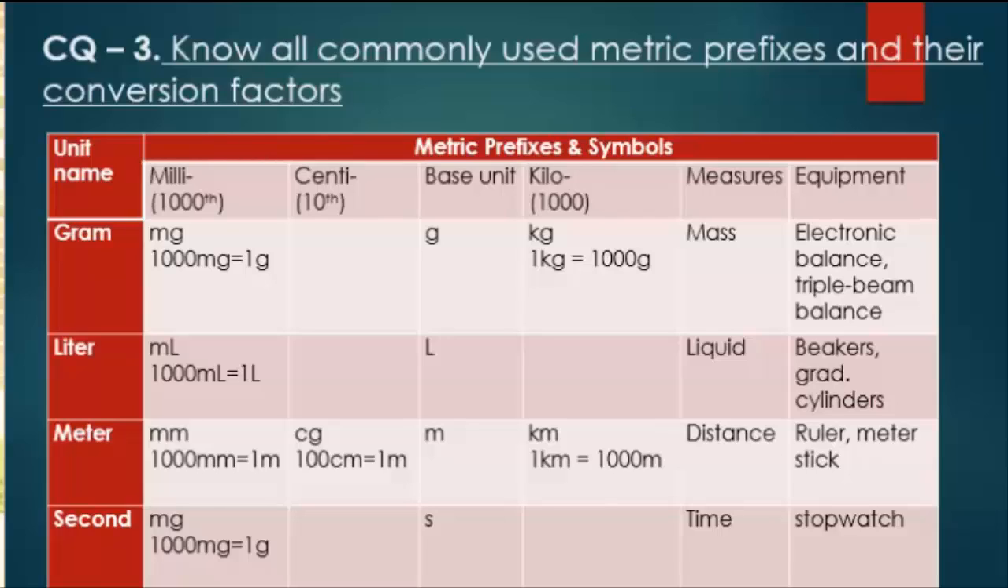You need to know that there are 1,000 milligrams in 1 gram, and you need to know that the symbol for gram is g. You need to know that there's 1,000 grams in 1 kilogram. You need to know that grams measures mass, and that these are the equipment that can be used to measure mass. And you need to do that for liters, meters, and seconds as well. So take a moment, read through it, study, memorize. Stuff you got to know.